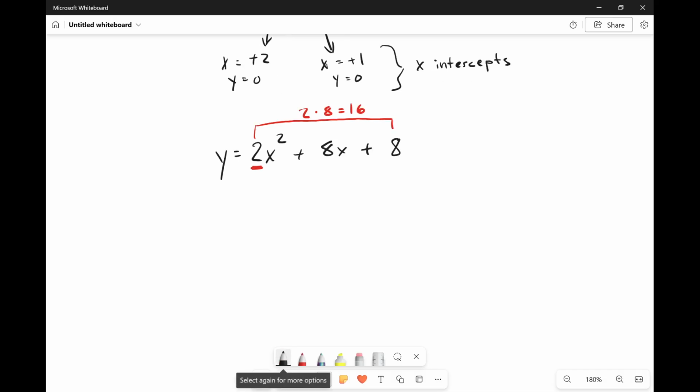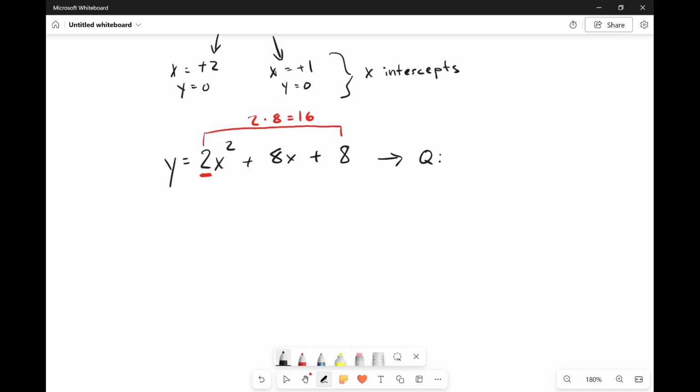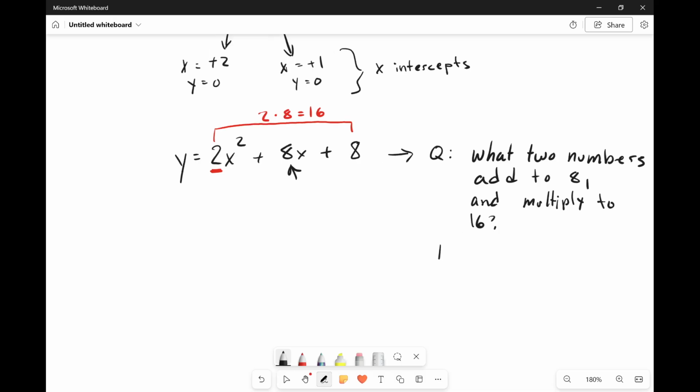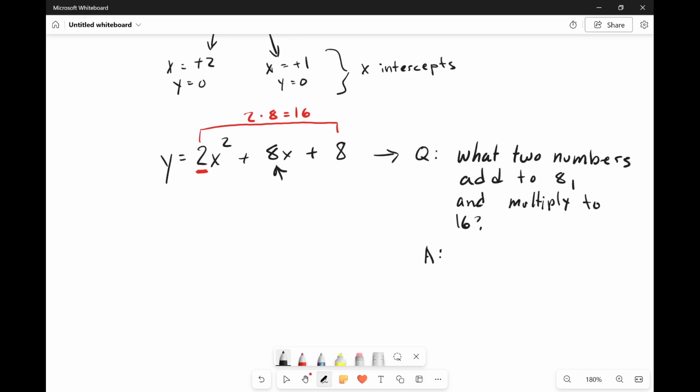So now the question we're going to ask for this one is what two numbers add to 8 for our b value and multiply to 16. So our answer here, if you thought about it, is 4 and 4.